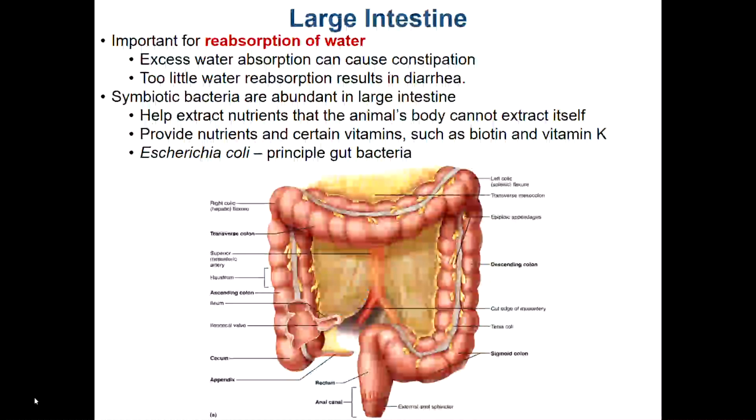In our large intestine, we have a large amount of symbiotic bacteria, and they help extract nutrients from the food that the animal's body cannot extract itself. They provide nutrients such as certain vitamins, like biotin and vitamin K, which humans and other animals cannot make. The main bacteria in our gut is E. coli. There are different strains of E. coli, but the one in our gut we have a symbiotic relationship with, so we do not get sick. About 50% of the mass of feces is either living or dead bacteria.